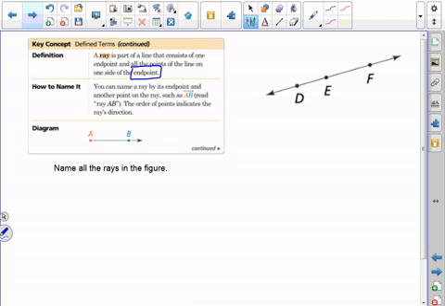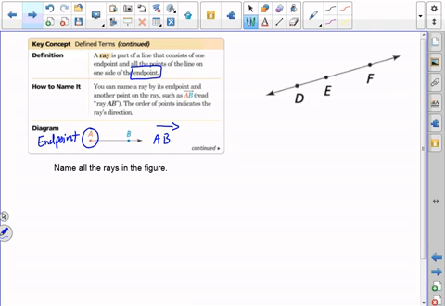Now, to me, the way that I look at a ray is I take the endpoint and I say that's actually where I start. And the second point that we look at on the ray tells me where the ray actually goes. So in this case, the diagram that we're seeing here, we're naming it ray AB. So point A is an endpoint. That actually tells me where I'm starting. And point B tells me where I'm going.